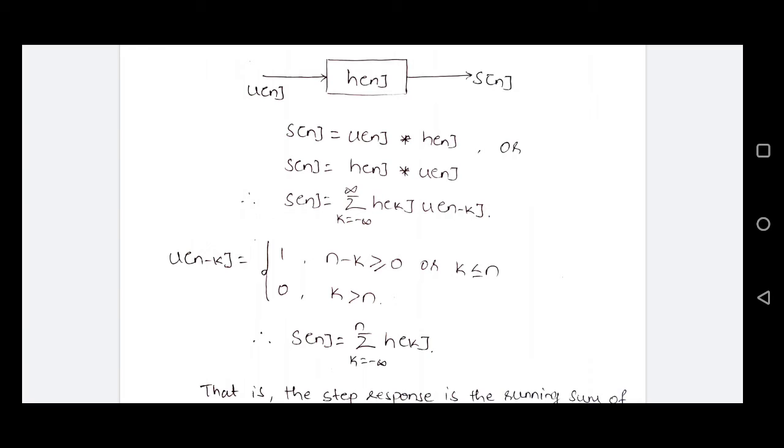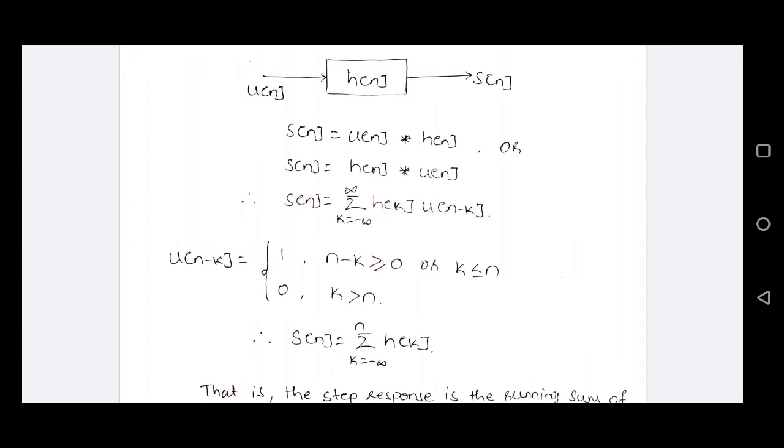Now this has to be a unit step response because the input is the unit step function. Therefore, s of n will be represented as u of n convolution with h of n, because s of n is the output of the LTI system, and the output of an LTI system will be the convolution between input and impulse response. Also, because of the commutative property, s of n can also be written as h of n convolution with u of n. H of n is the impulse response and u of n, the step function, is the input.